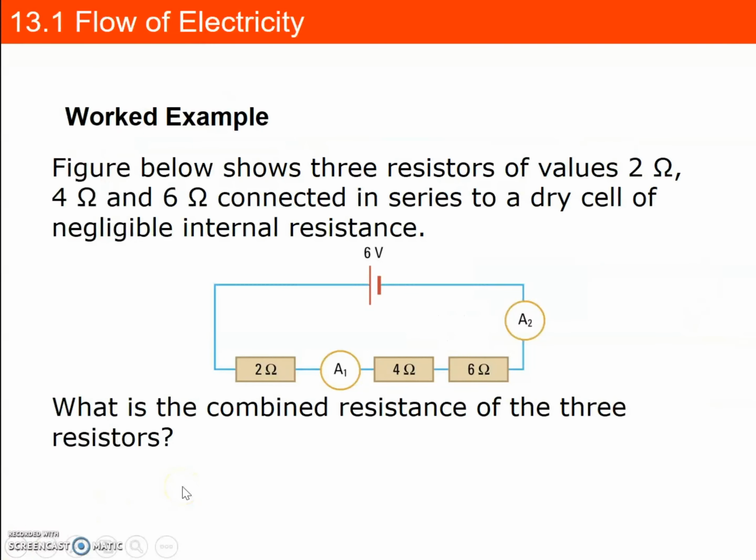Okay, let's look at this worked example here. The figure below shows three resistors of values 2 ohms, 4 ohms, and 6 ohms connected in series to a dry cell of negligible internal resistance. That means we are assuming that there's no resistance here from the battery. What is the combined resistance of the three resistors?